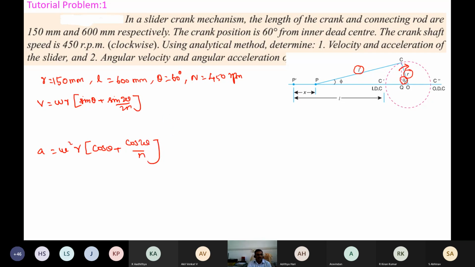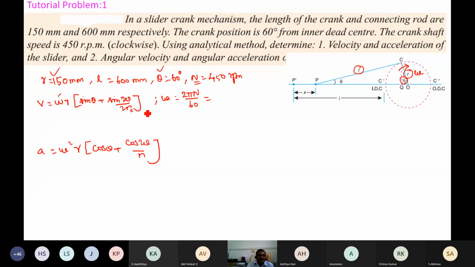So here, what are all the unknown values? Omega. What is omega? Omega is equal to the angular velocity of the crank. How to calculate the angular velocity of the crank? Omega is equal to, we know the speed, so 2 pi N by 60. 2 pi N by 60 will give the omega. Right? Then r. What is r? Already it is available. Then what do you want? Theta is already given.